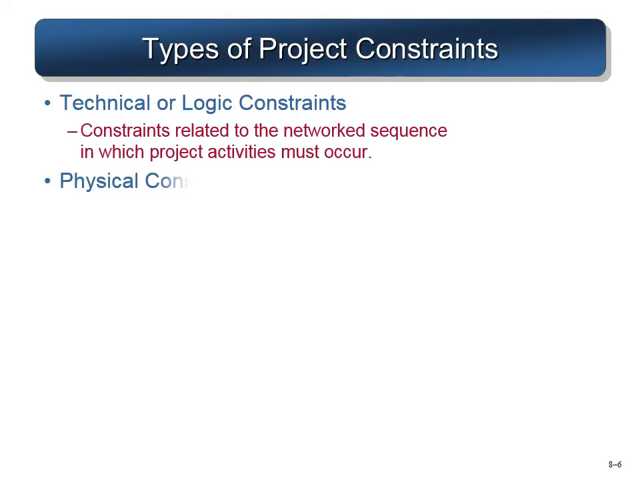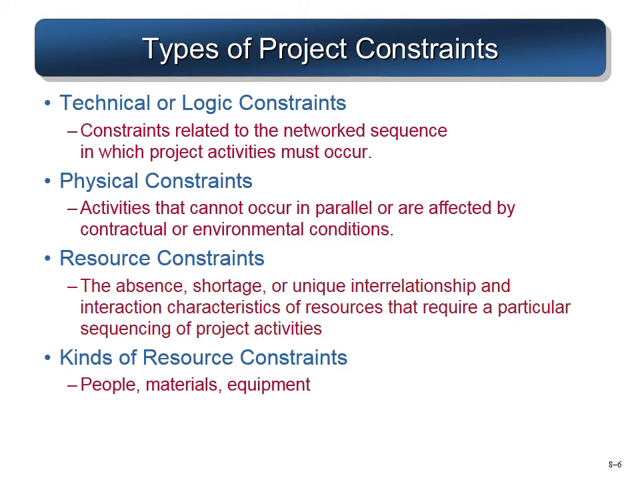The technical or logical constraint. What is that? Activity B cannot be started unless and until you are done with activity A. This is a technical or logical constraint. We have physical constraints: activities that cannot occur in parallel because of some environmental condition. Then comes resource constraint. Logically they can be done parallelly, but because of some resource constraint, you cannot do that, so you have to do it in sequence. You can do it only when one activity is completed, then the resource can be moved from that activity to the next. Resource constraint can be because of people, material and equipment.